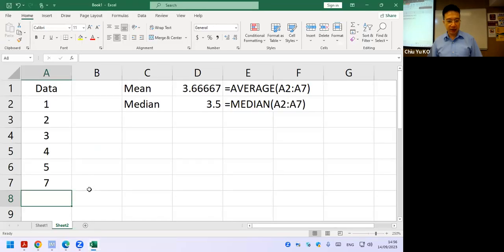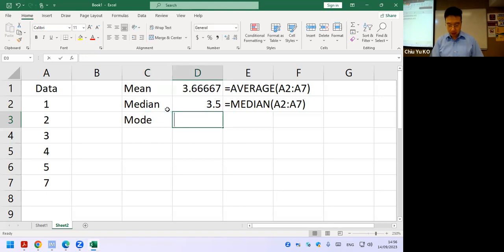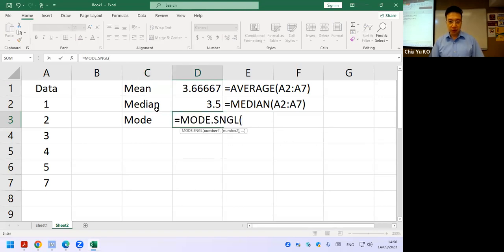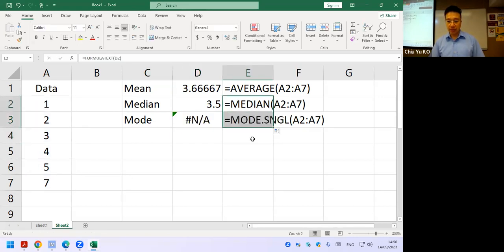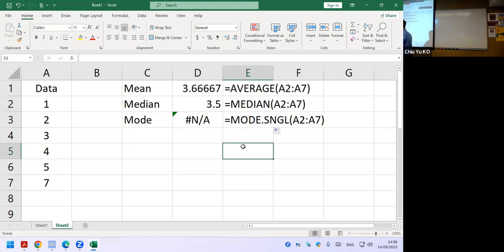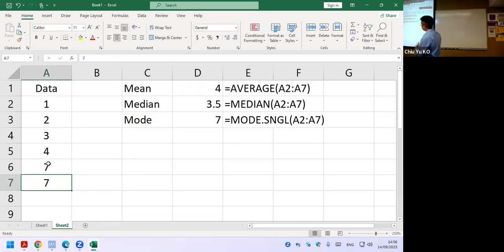So actually, in this case, let's do the mode. Let's do MODE.SNGL, and we try to do that. As you would expect, because there's nothing appearing twice, there's an NA, right? But remember, it's the single mode. Don't put anything. Okay. So if I change it to 7, then you see that value. And this function is only able to capture a single mode.